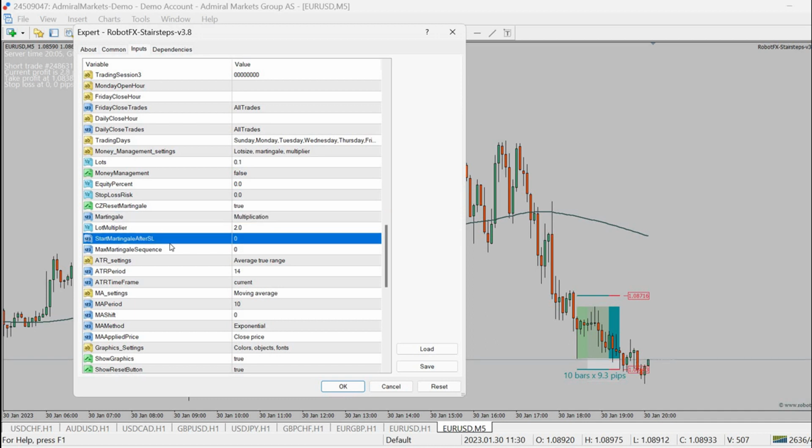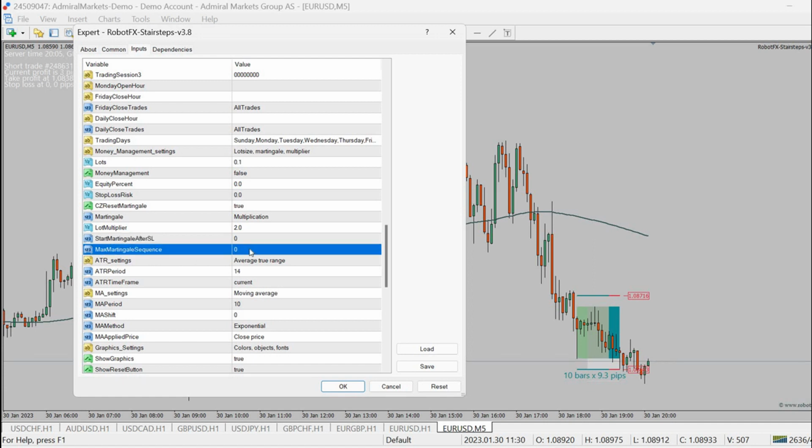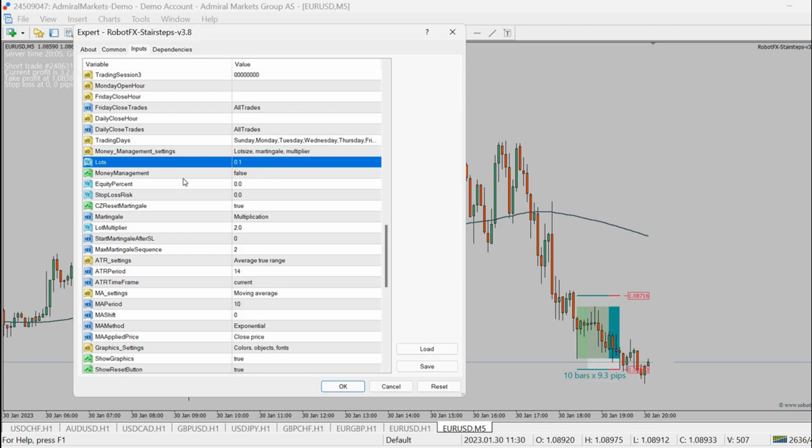What else? We have the option to set the start martingale after stop loss, and this is very useful to set a maximum martingale sequence. This basically instructs the expert advisor to increase the lot size, if martingale is an option, to martingale only, let's say, 2 times. So after those 2 times, the lot size will resume with the previously chosen settings, which in my case is 0.1.